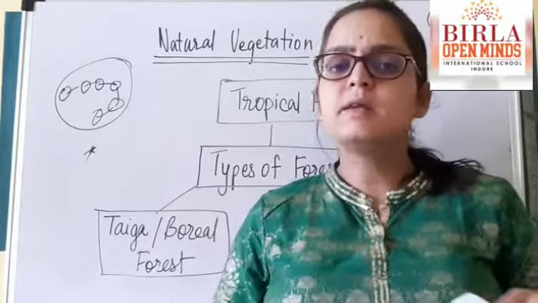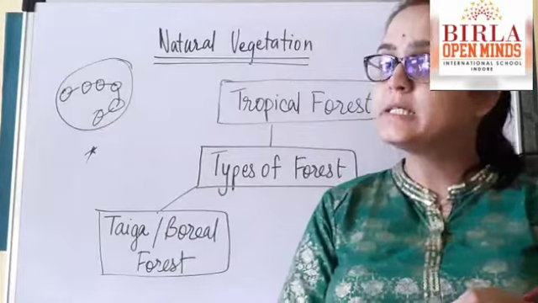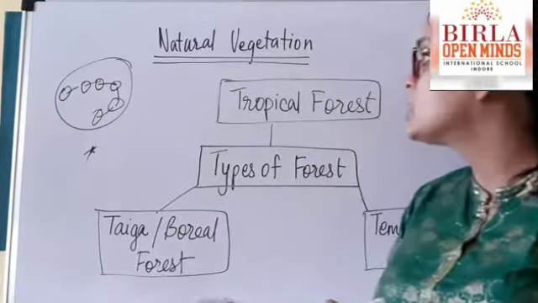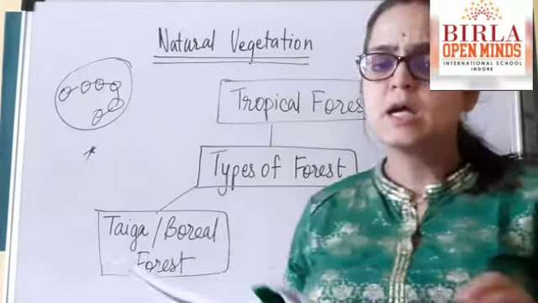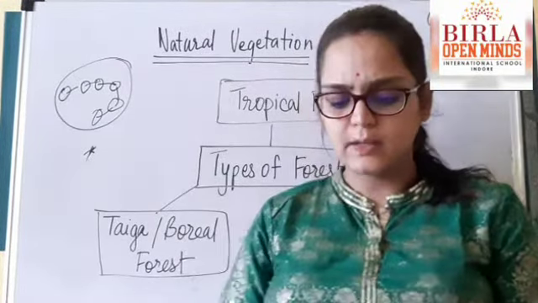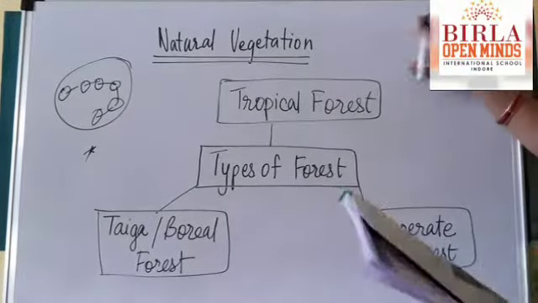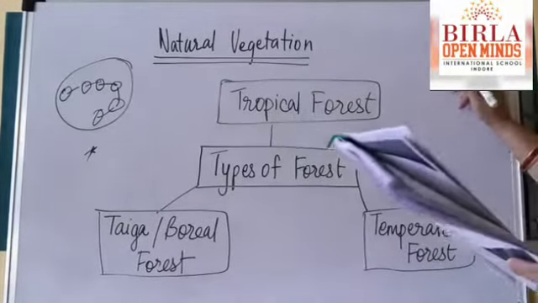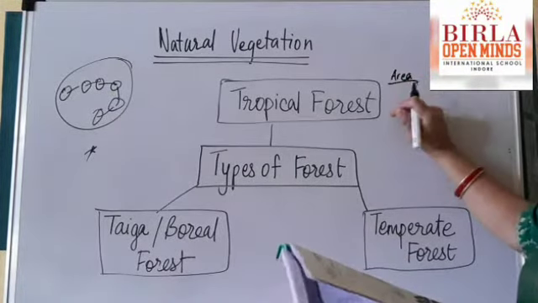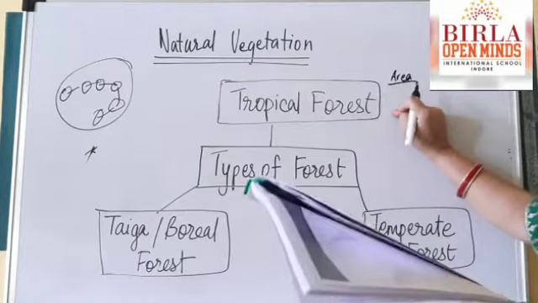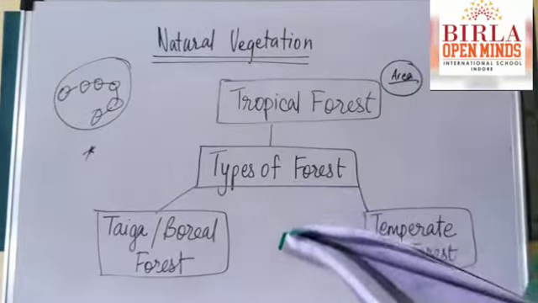Now let us talk about these three types of forest in a little detail. We will be talking about tropical forest, taiga forest and temperate forest in a little detail. Let's start off with the tropical forest. The first parameter that we are going to talk about is area. What is the area of the tropical forest? What regions does the tropical forest include?